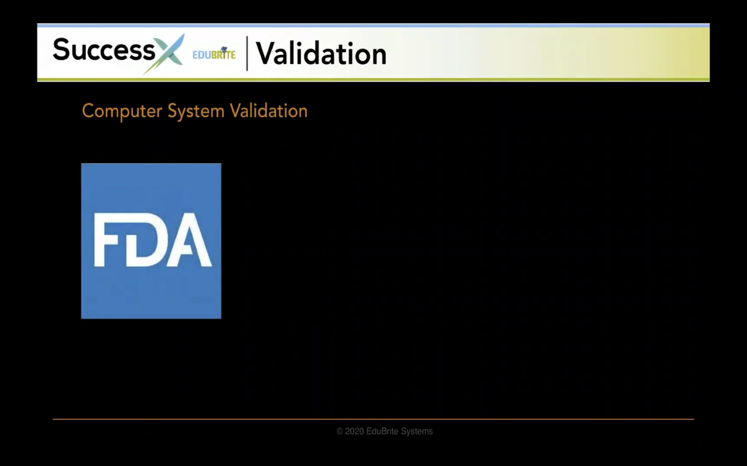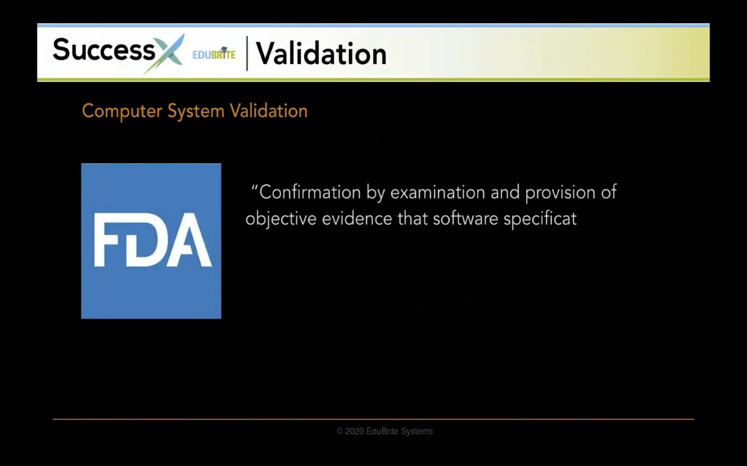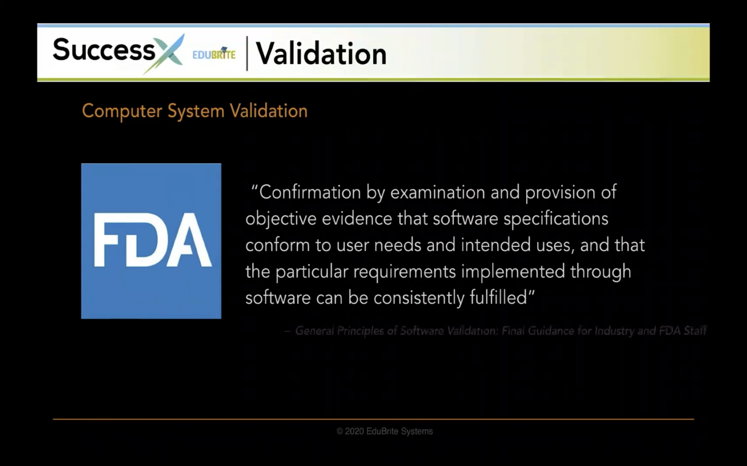The execution of the validation, confirmation by examination and provision of objective evidence that software specifications conform to user needs and intended uses, and that the particular requirements implemented through software can be consistently fulfilled, is one of the general principles of the software validation final guidance for industry and FDA staff. Documentation: validation is not standard across industries, and differs amongst customers who have varied risk tolerances, but it is safe to say that it usually requires highly detailed documentation. This documentation is time-consuming to produce and can last from 3 to 6 months.